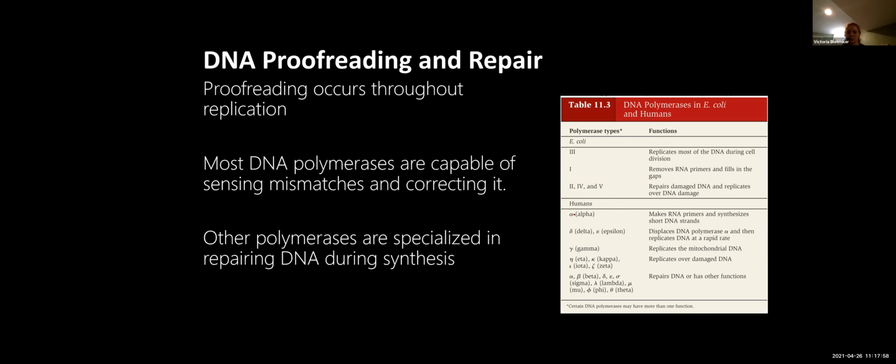And then for humans, I told you, you don't have to know all these. Know alpha. Everybody should know DNA polymerase alpha. That's the main DNA polymerase in eukaryotes. And just like in prokaryotes, delta is for the lagging strand, and all the others deal with various kinds of damage.